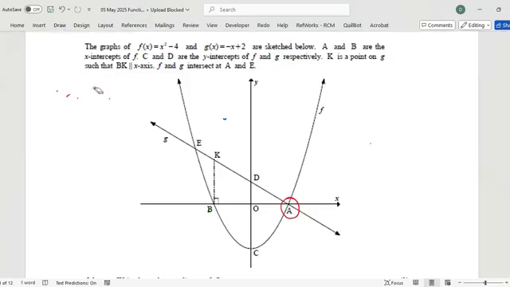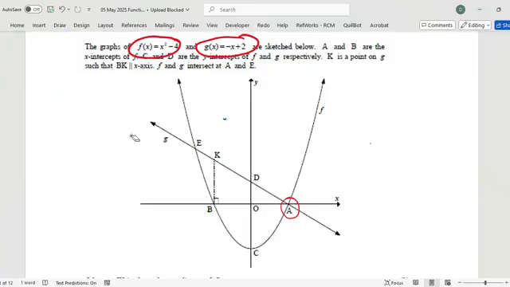The y-intercept. So we are going to look for the y-intercept by saying x is equal to 0. Which graph are we going to use to get the coordinates of C, f or g? F. Why should we use f, not g? Let's answer.